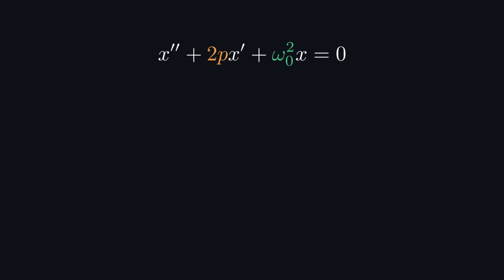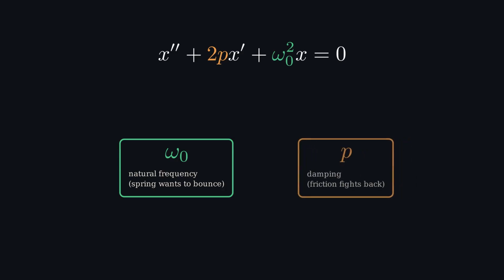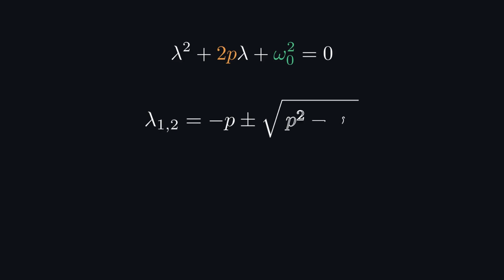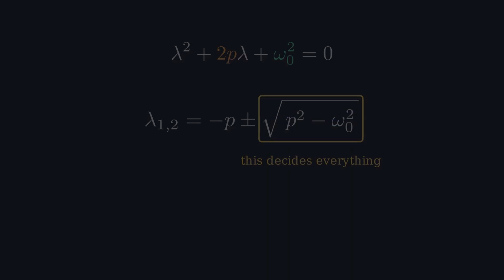Omega naught, the natural frequency, how fast the spring wants to bounce on its own. And P, the damping coefficient, how hard the friction fights back. Everything comes down to a tug of war between these two. To solve it, you write down the characteristic equation, and the answer is a pair of roots. Minus P plus or minus the square root of P squared minus omega naught squared. And that little thing under the square root, it decides absolutely everything.